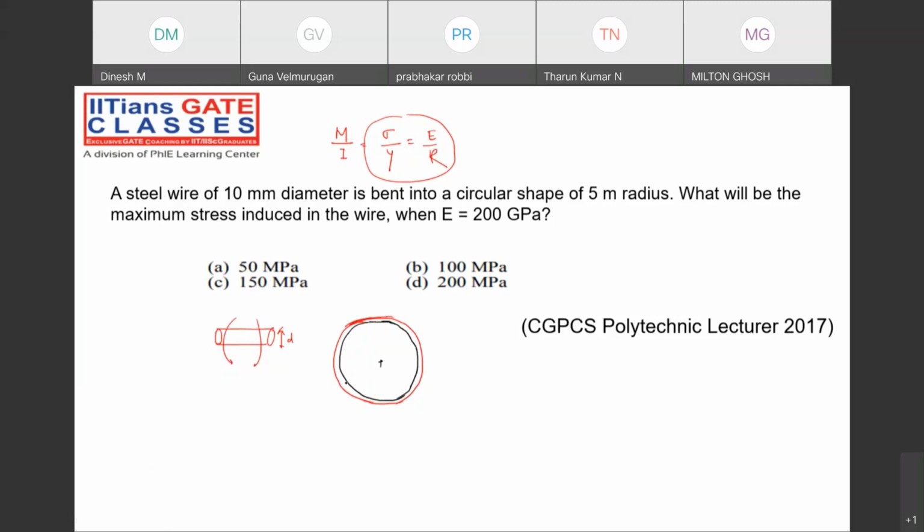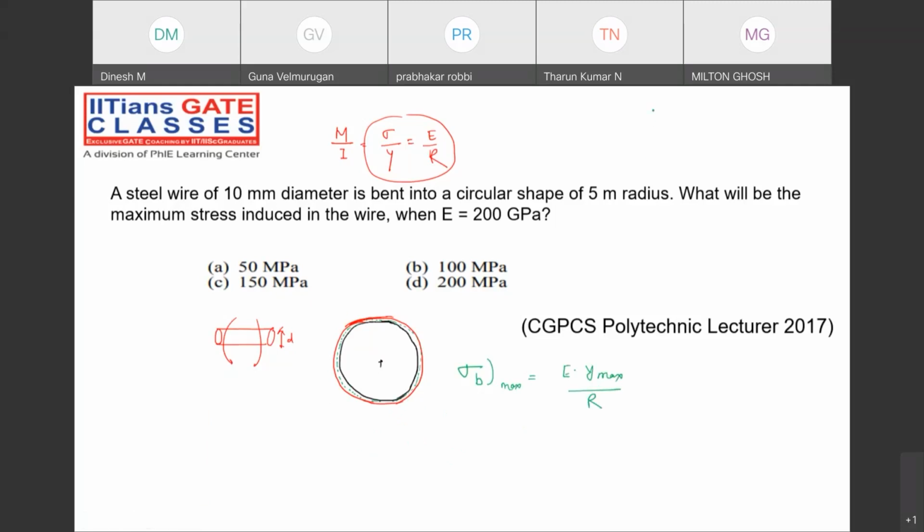Now, where will the neutral axis be? Exactly at the middle, passing through like this. This will be my neutral axis. Yes or no, guys? Then what is the sigma B maximum value? E into Y maximum by R. How to calculate the Y maximum? That is the question.